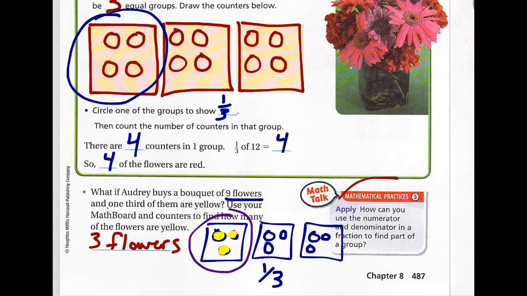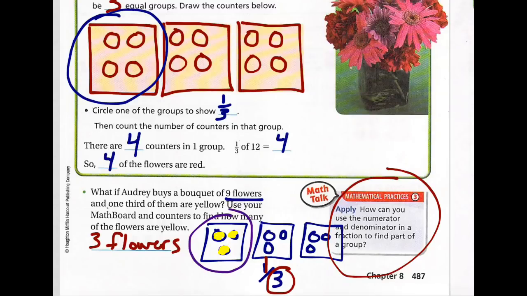Mathematical practices. How can you use the numerator and denominator in a fraction to find part of a group? Well, the denominator tells you how many groups you're going to divide the total into. And the numerator is going to tell you how many of the groups you're going to count. So the denominator tells you how many groups to split them into, and the numerator tells you how many you'll count. You'll count one of the groups.